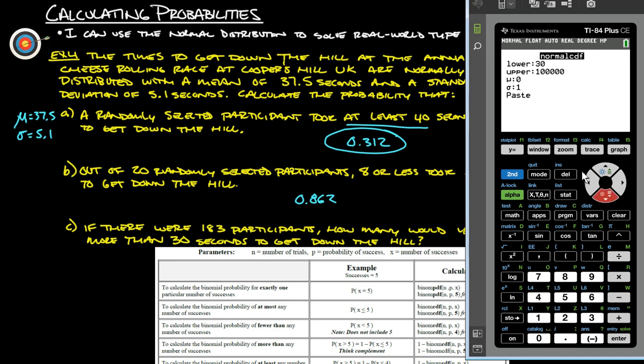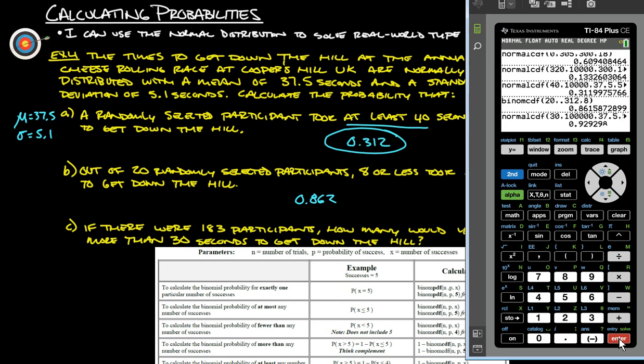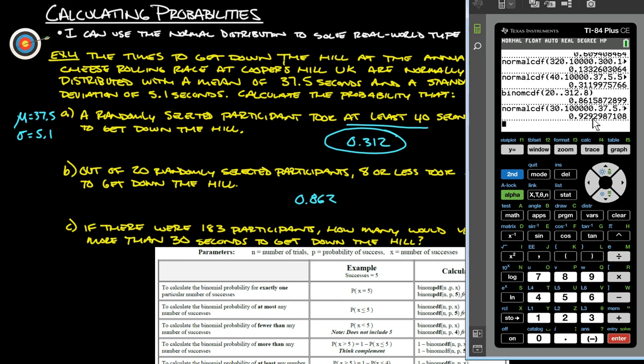And then our standard deviation for this is still the same. Sorry, our mean is 37.5, and our standard deviation is 5.1. Okay, so this will tell us what the probability of someone taking at least 30 seconds to get down the hill. It should be pretty high, right? Yeah, 92.9%.